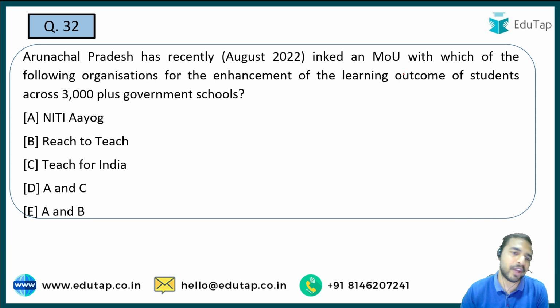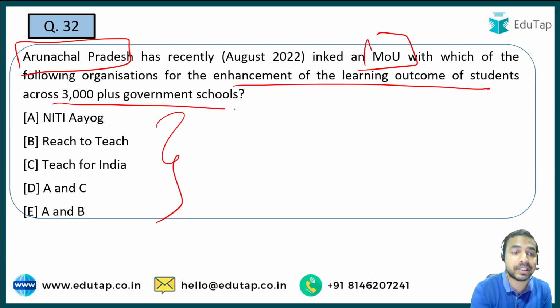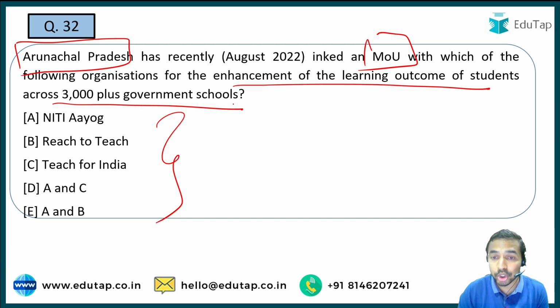And in the next question you are required to tell me with which of the following organizations Arunachal Pradesh has inked an MOU for the enhancement of the learning outcomes of students across 3000 plus government schools. So with which organization has the Arunachal Pradesh government recently signed this MOU? That is what you are required to tell me. A very easy question, guys.